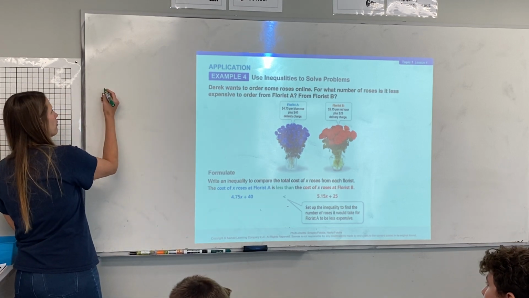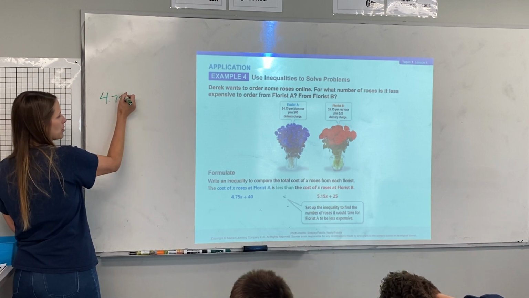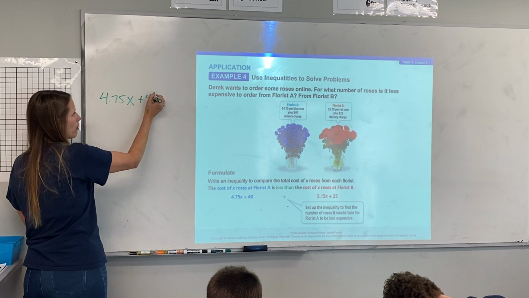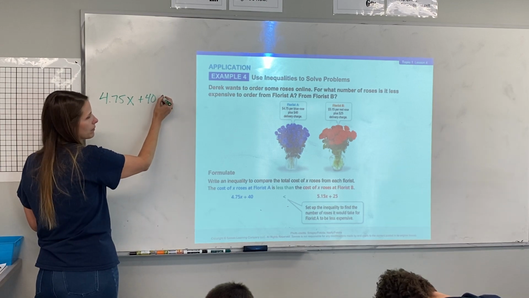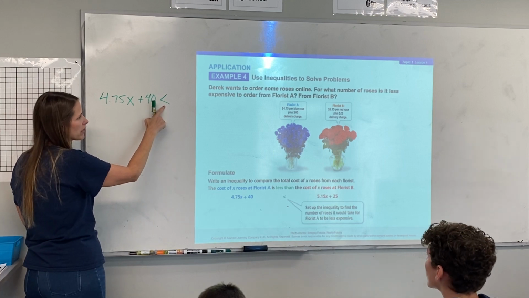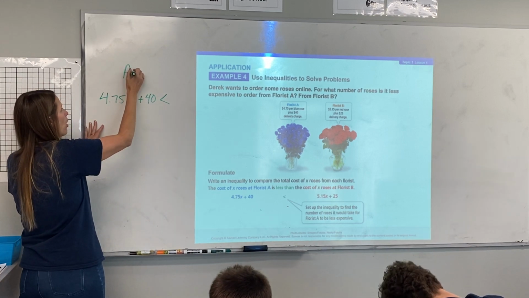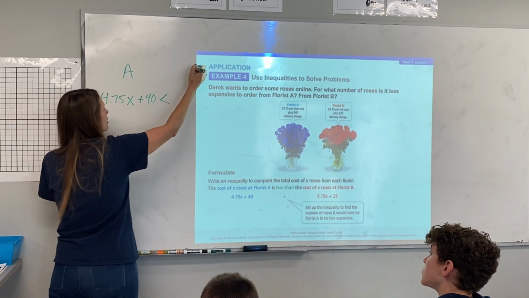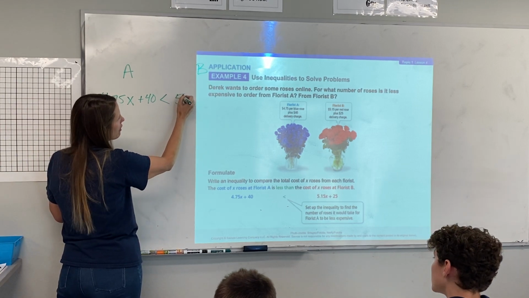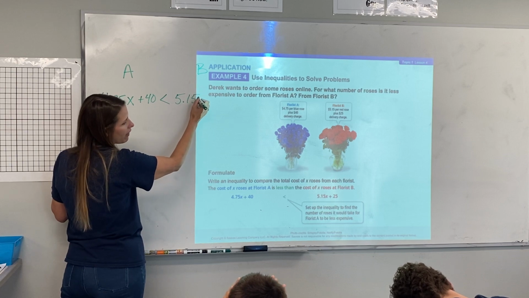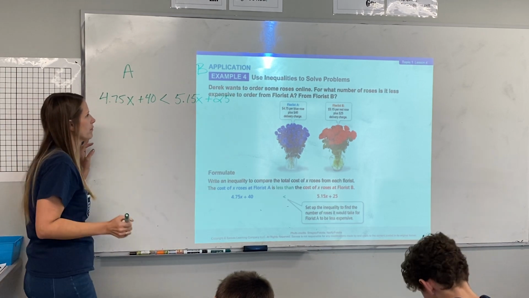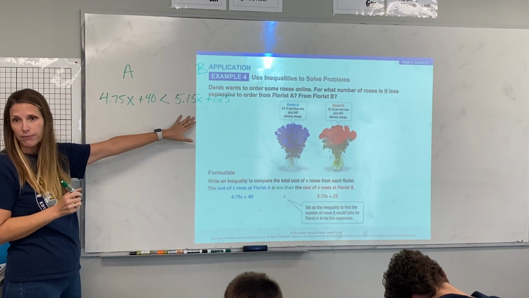We have 4.75x, with 4.75 representing the money, x representing the number of roses, and $40 representing what? Shipping. The delivery charge. Okay, then we have less than, because we want to see what would make florist A less than florist B, which is 5.15x plus 25. This represents florist B. Are you with me?